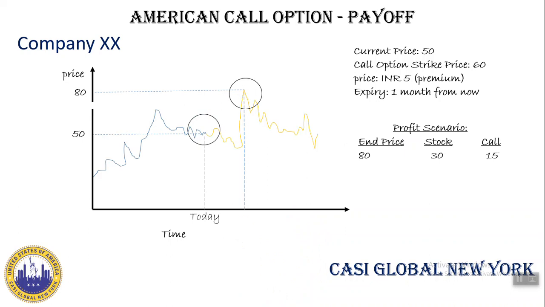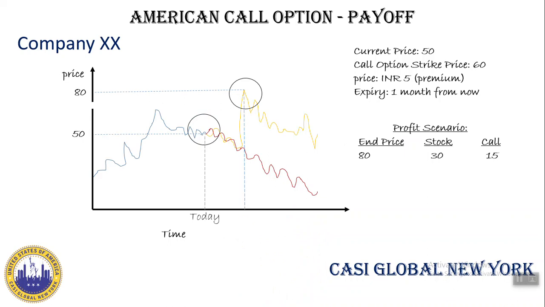But let's say you have bought the call option, with strike price 60. What happens in that scenario? Would you exercise your call option? Yes, you would. You would buy it at 60 rupees when the prevailing price of that stock in the cash market is 80. So you make a profit of 20 rupees per share. But your initial investment, the premium that you have paid, is 5 rupees. So you made a profit of 15 rupees if you bought the call. And if you bought the stock in the cash market, you made a profit of 30 rupees.